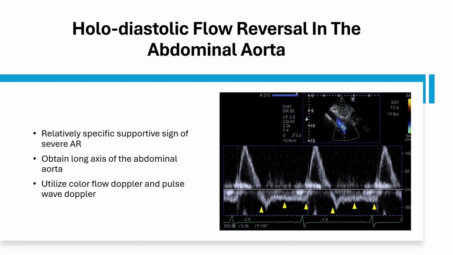It is important to note that some other conditions can sometimes lead to holodiastolic flow reversal in the aorta, such as ruptured sinus of Valsalva, arteriovenous fistula, and sometimes even severely reduced aortic compliance, which is seen in the elderly. But nevertheless, this is a very important supportive feature which you can utilize in assessing how significant aortic regurgitation is in a particular patient.